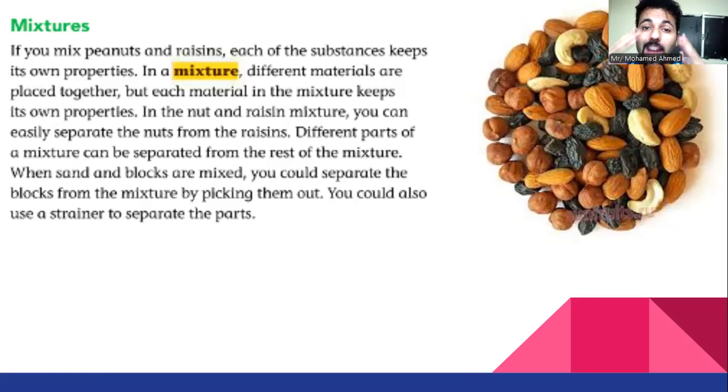So a mixture is mixing different materials together, but they don't produce a new substance. They don't combine chemically. Each substance keeps its own properties. There is no new substance produced. It's the same substance. Each substance keeps its own property, and it's easy to separate them by easy ways.